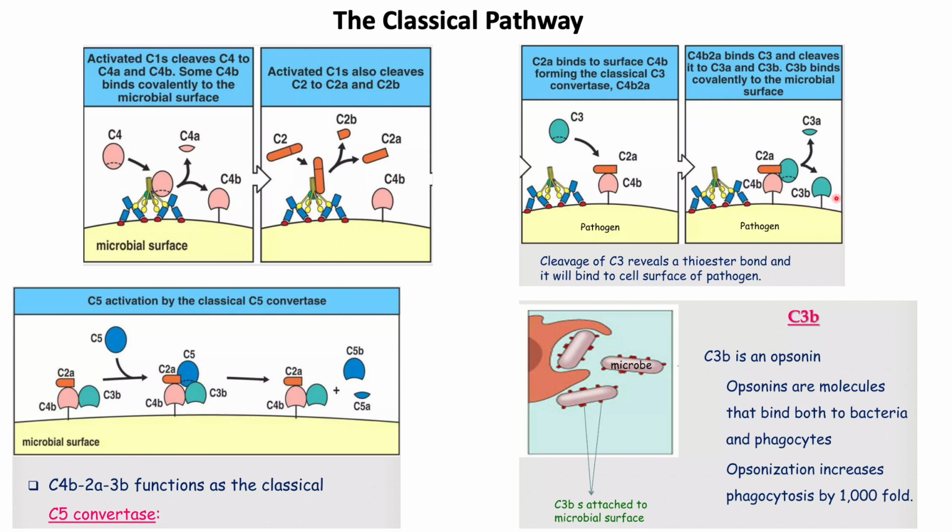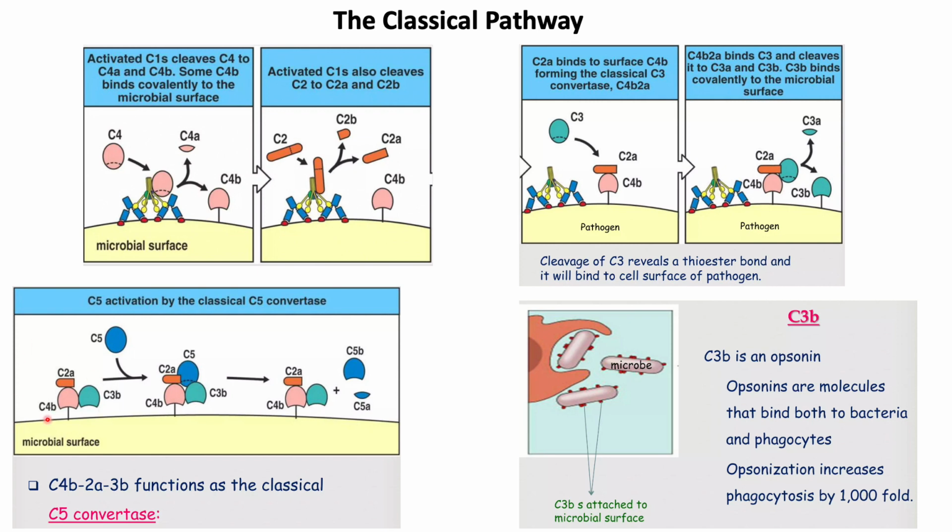Now C3B binds covalently to the surface of the microbe. C3B here is an opsonin. Opsonins are molecules that bind both to bacteria and phagocytes, which helps in opsonization. Opsonization increases phagocytosis by 1000-fold. So like we just saw, opsonization is just enabling the recognition of the microbes by the phagocytic cells.